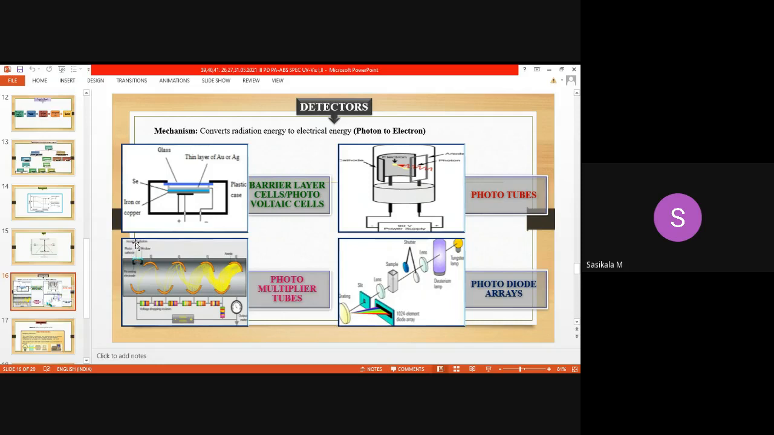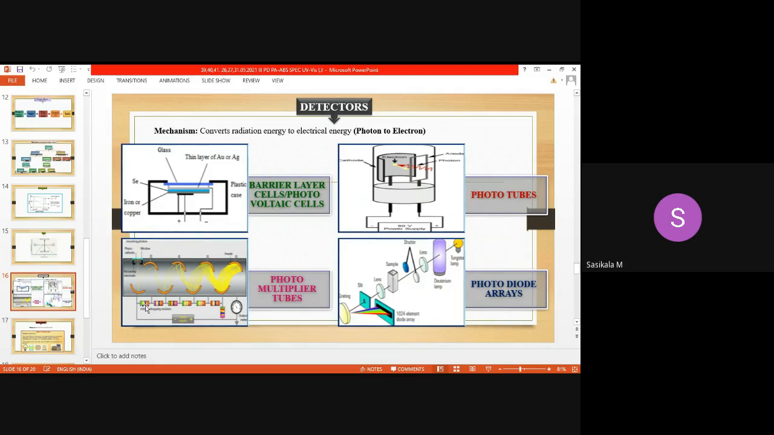What is the advantage of this mechanism? If you get a very weak signal from your sample, that can be multiplied and analyzed by the detector. So the detector will not leave any signal, even a minute signal coming from the sample, and the accuracy will be increased. Compared to the normal detectors, photovoltaic cells and phototubes, the sensitivity of photomultiplier tubes will be increased 100 times.